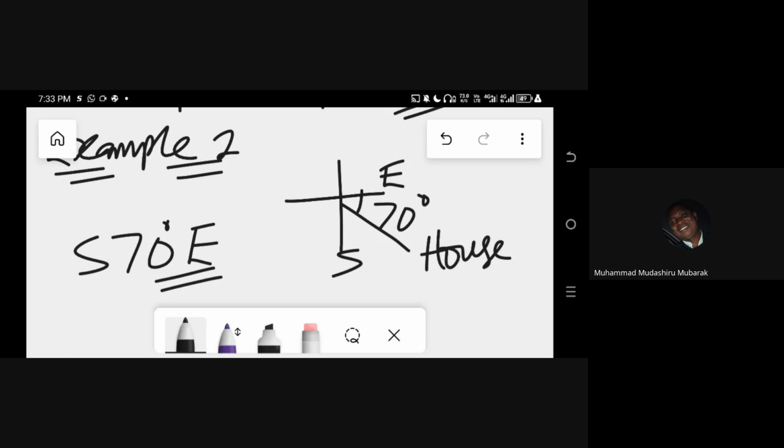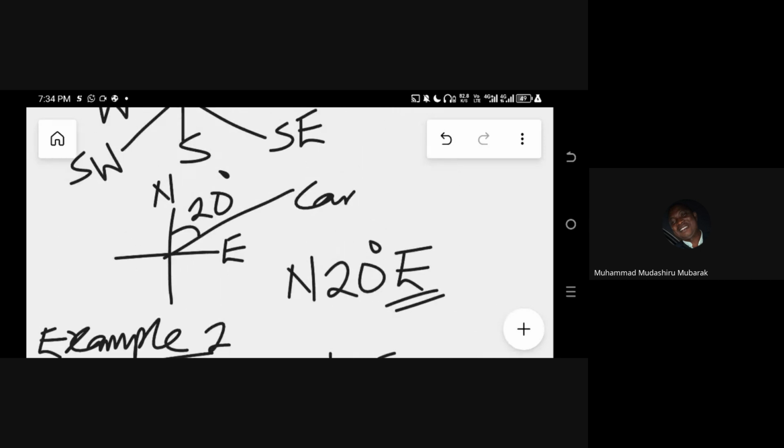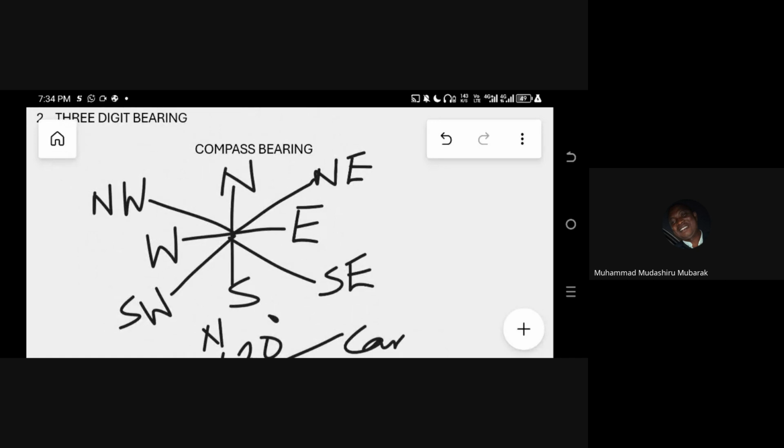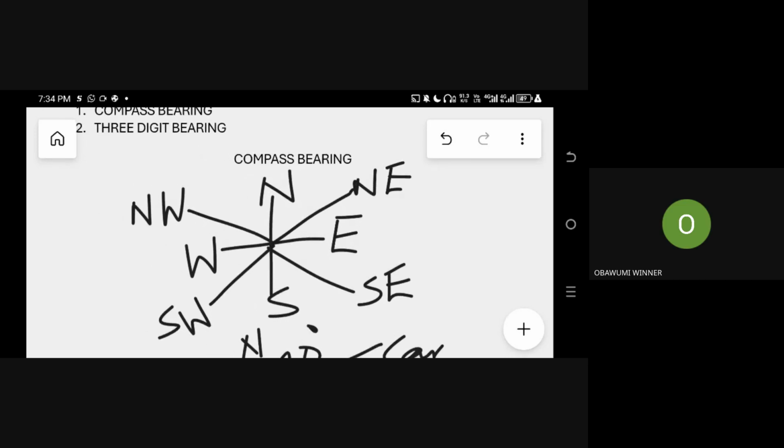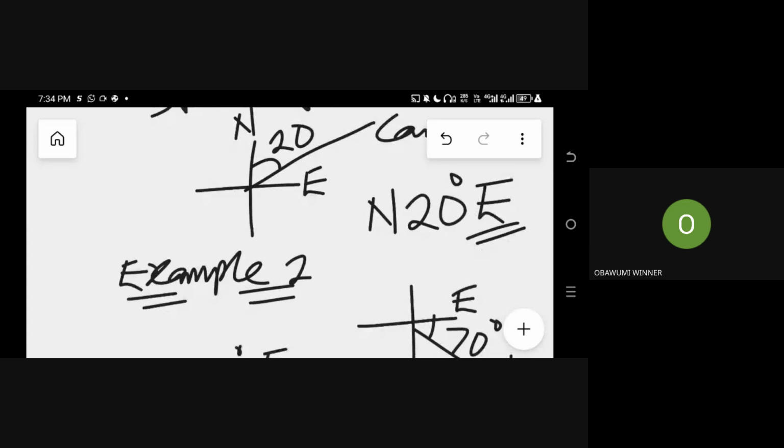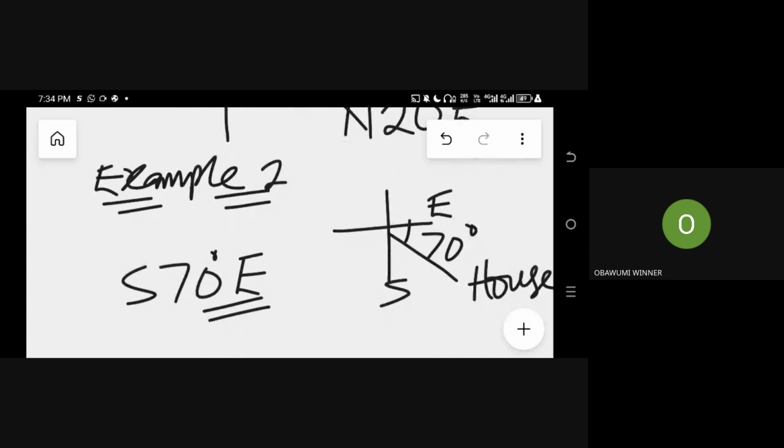So Winner, the reason why it cannot be east 70 degrees south, go back to these points. Did you see east south at the secondary points? Winner, I'm actually directing the question to you. Do you have east south at a secondary point? Look at this on the board. Is there east south or south east? Southeast.